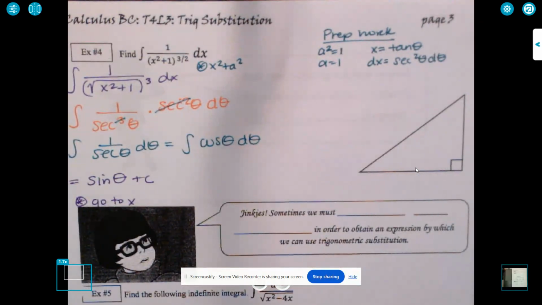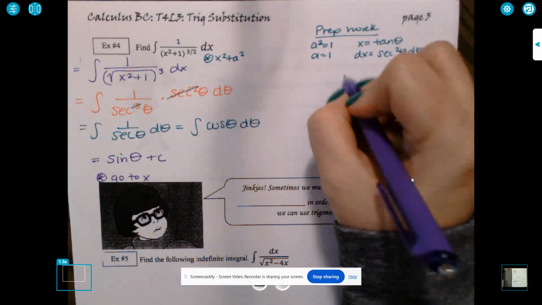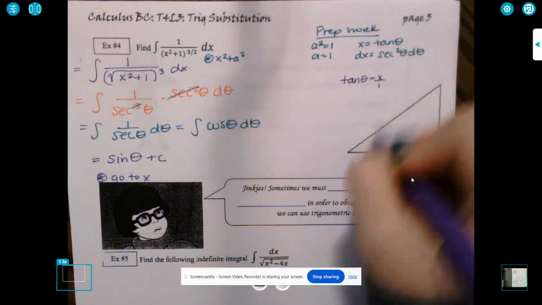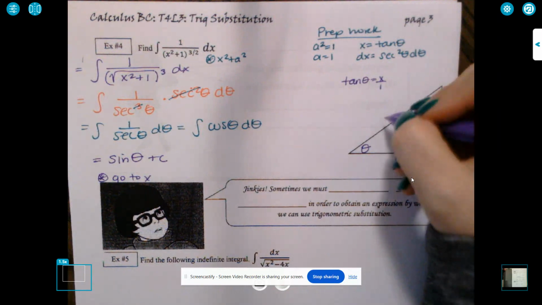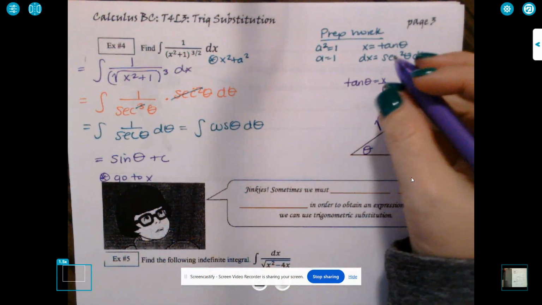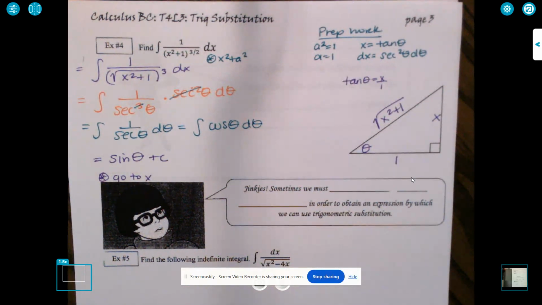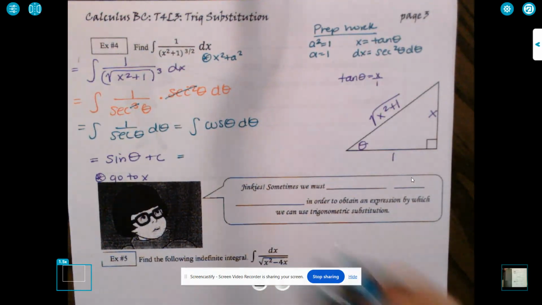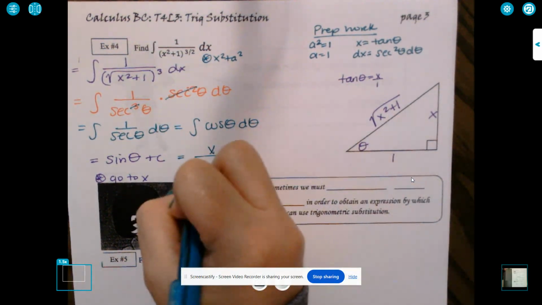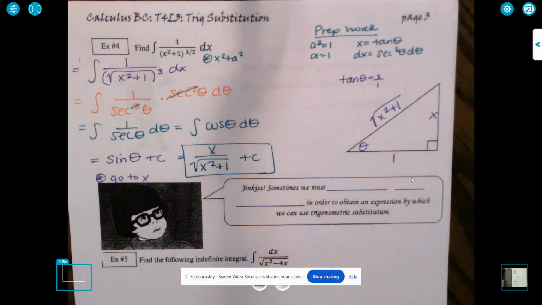So that's going to use our triangle over here. So we should know they gave us tangent. Okay, so using tangent theta equals x over 1 with our theta here, opposite over adjacent, and then this side is going to be what we had, the square root of x squared plus 1. So using that, we know sine is opposite over hypotenuse, so that's going to be x over the square root of x squared plus 1 plus c. Done.